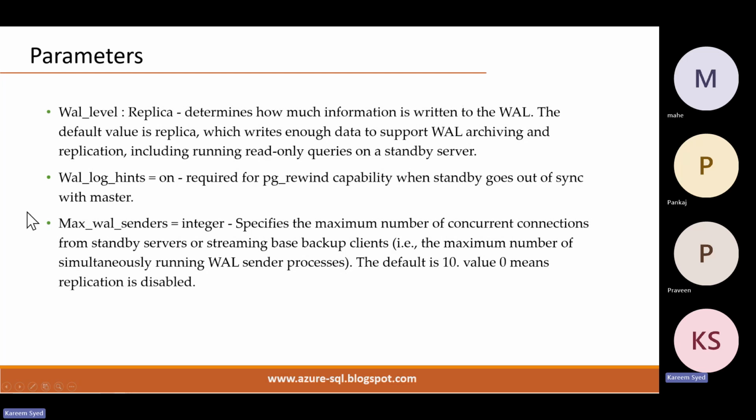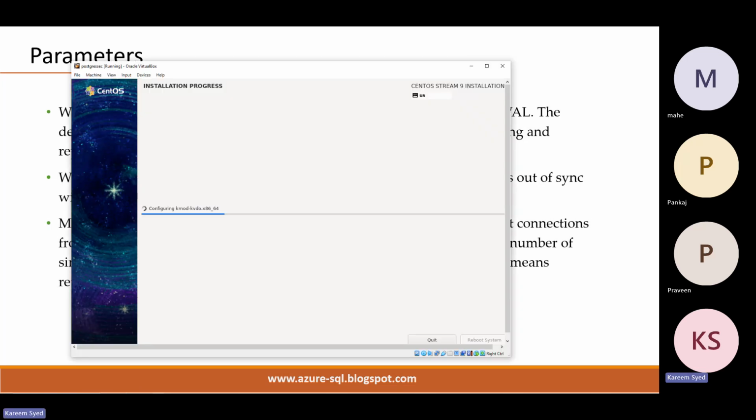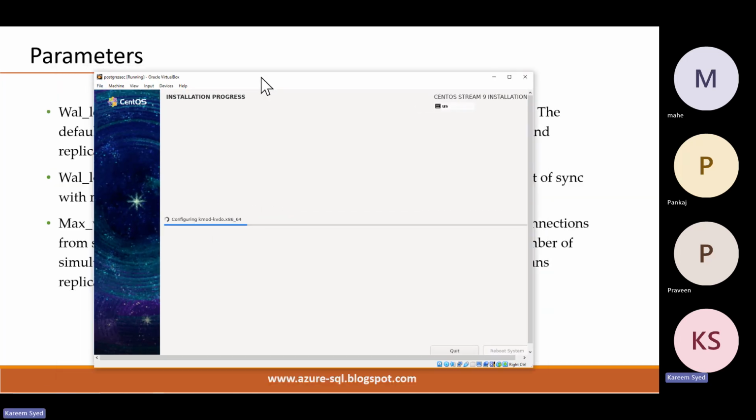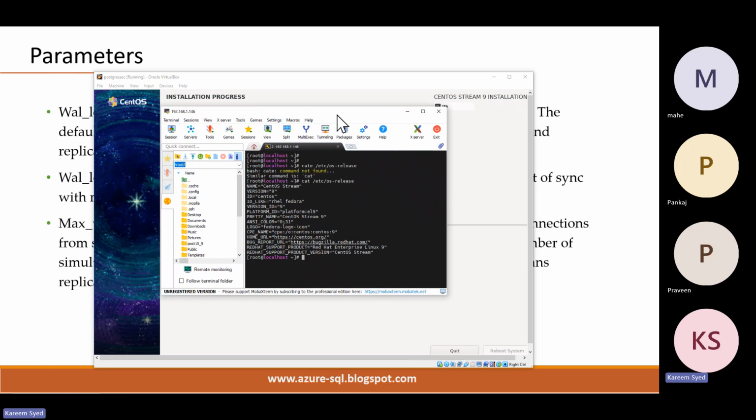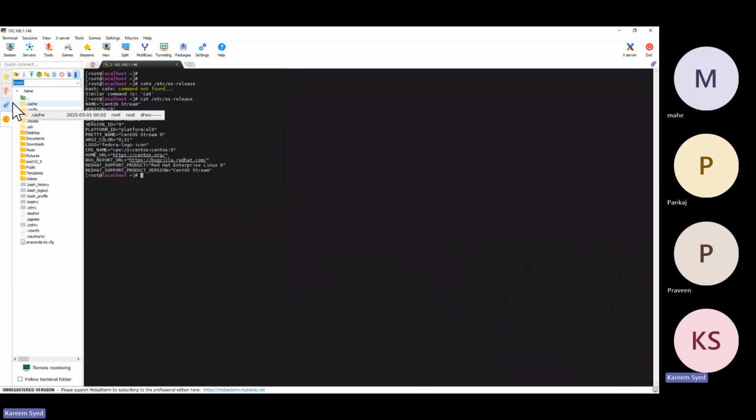So let me check in our primary server, server one. Actually, I'm installing one more machine, which we'll make the secondary. But the one we regularly use for practice purposes is our primary. For example, let me just connect here. Yes, this is our primary.